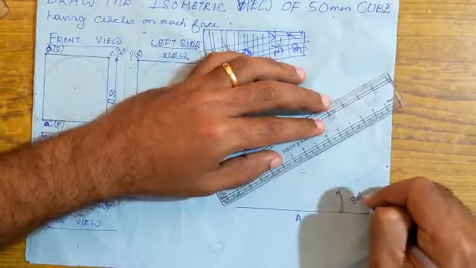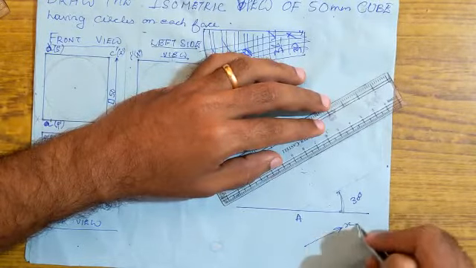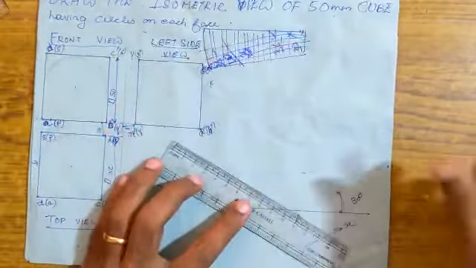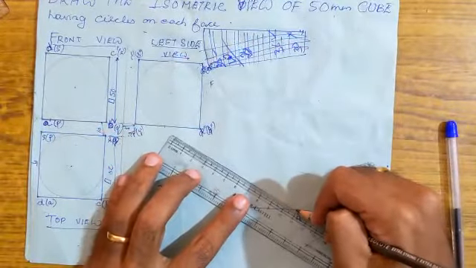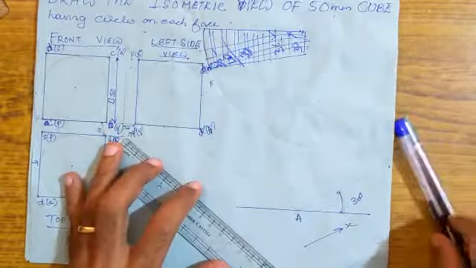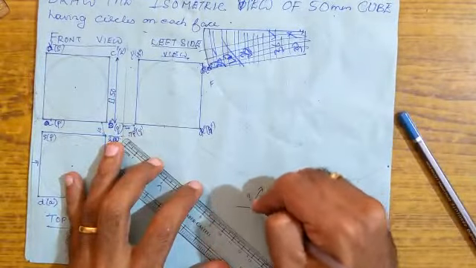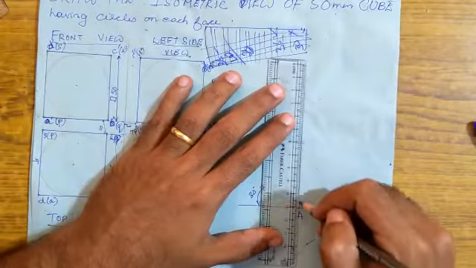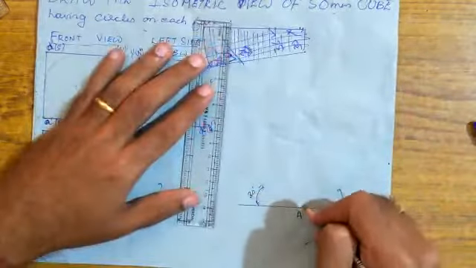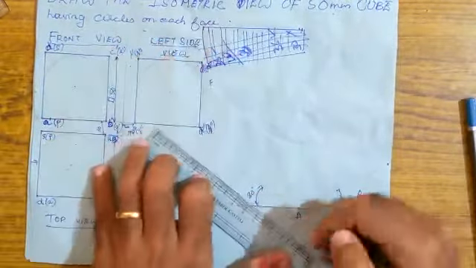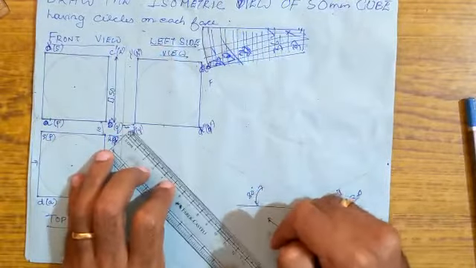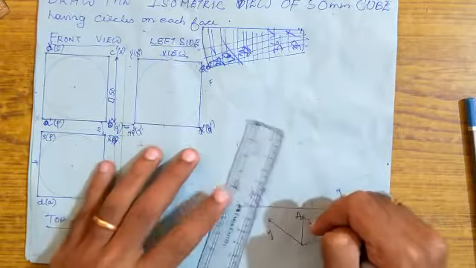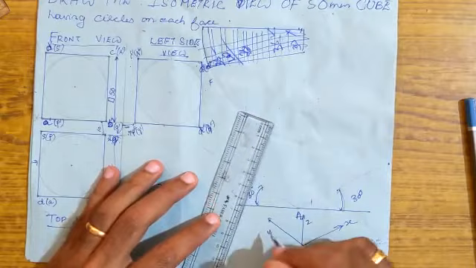Okay, 30 degree inclination to the right, this will be your X direction. Next, 30 degree to the left, this will be your Y dimension, and 90 degree vertically upwards, this is your X, left one will be your Y, and this will be your Z. Okay, mutually perpendicular.